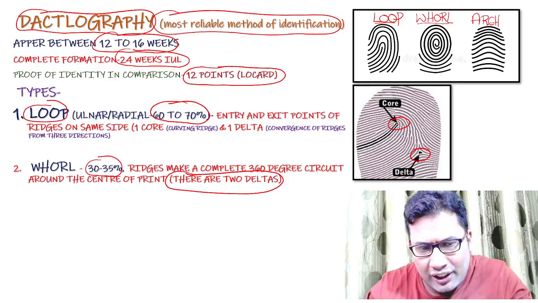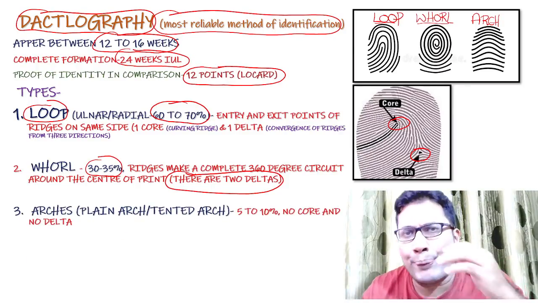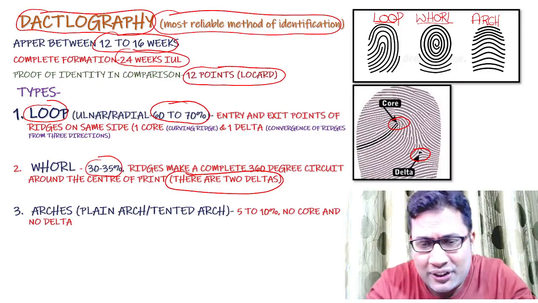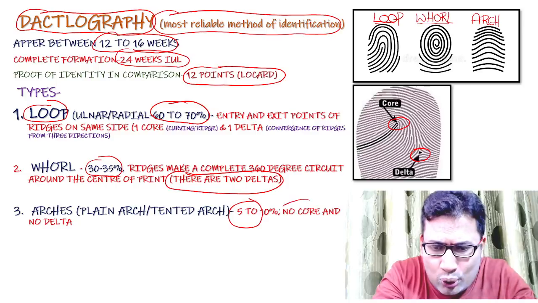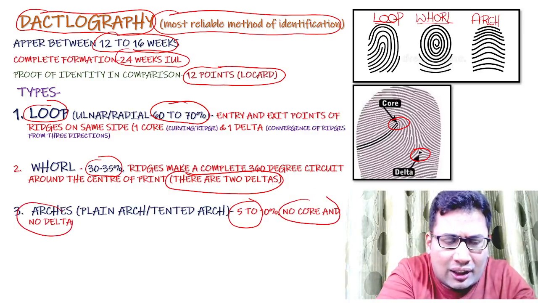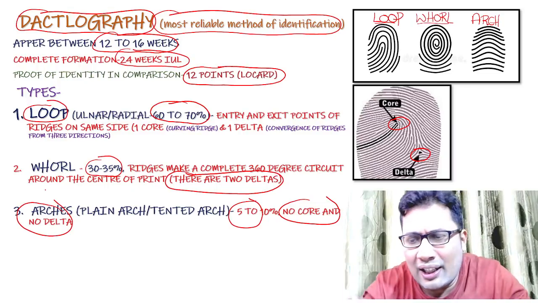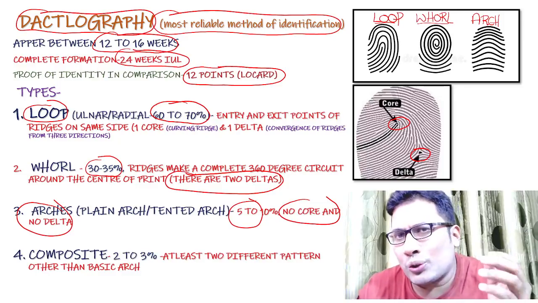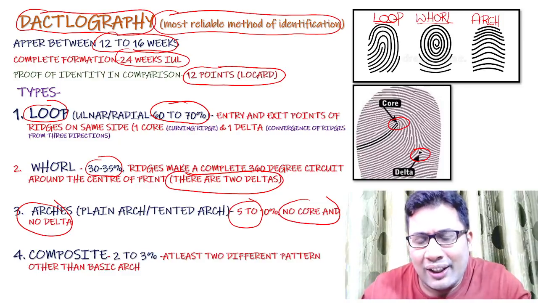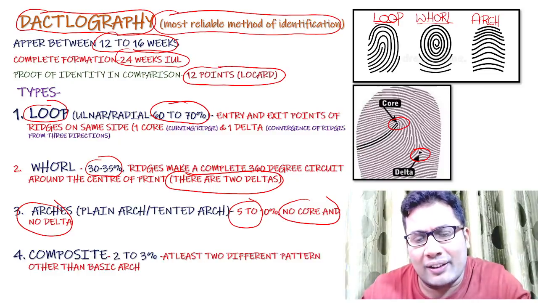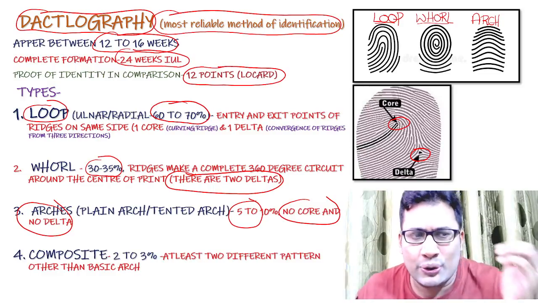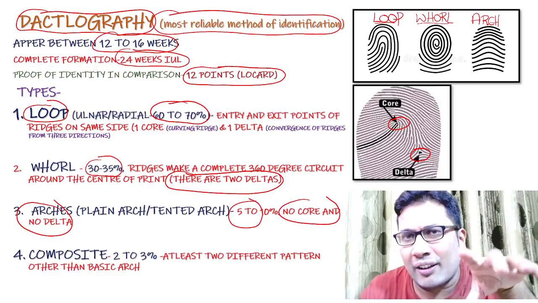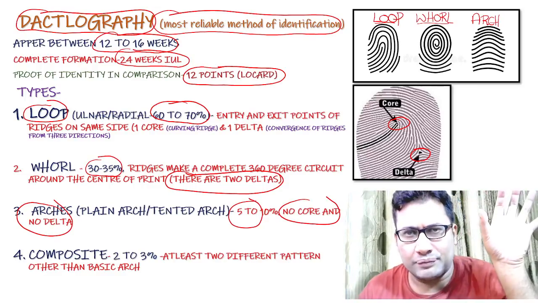Okay. And the next one is the arch. It can be plain arch or tented arch. It is around 5 to 10% of the cases. There is no core and no delta. And the last one is the composite. Composite means mixed. Around 2 to 3% of the cases it is composite. There should be at least 2 different patterns other than the basic arch. So this is about the in and around of question number 1, that is dactylography.